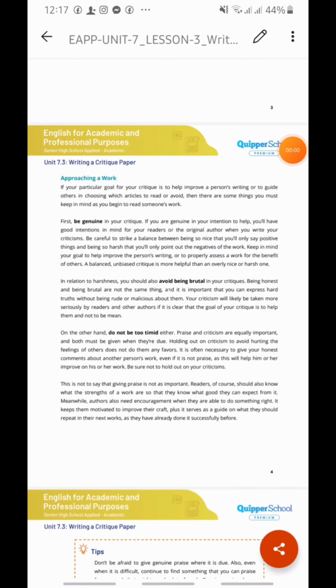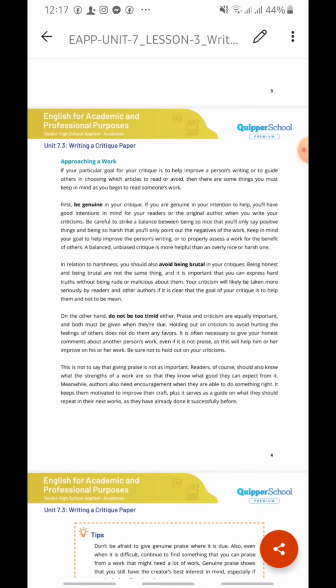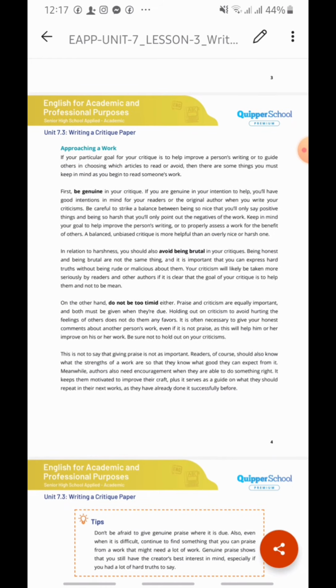So, first, we have here approaching a work. If your particular goal for your critics is to help improve a person's writing or to guide others in choosing which articles to read or avoid, then there are some things you must keep in mind as you begin to read someone's work. So if magbasa ta sa lain na book, we must know kung unsa ato ang basahon, kung unsa atong kailangan i-avoid. So first, be genuine, maging makatotoo or sincere or authentic.